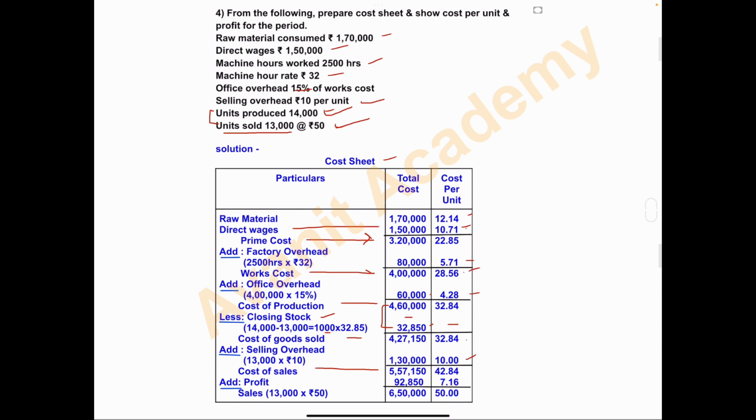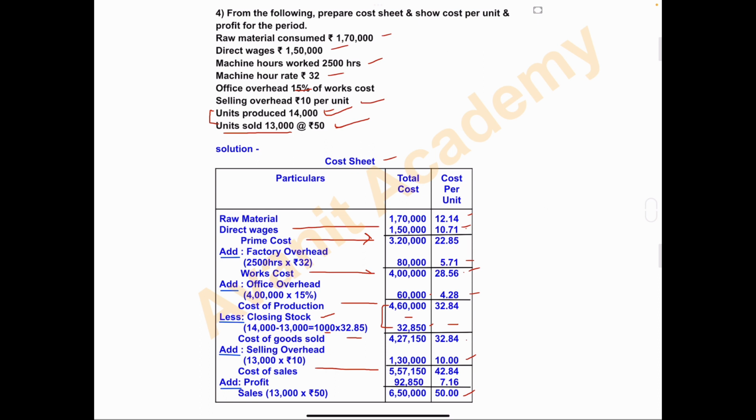Add profit. So in this problem, they have not given information related to profit, but they have mentioned the sales amount. So units sold is 13,000 at rupees 50 per unit. That means at how many rupees have they sold 1 unit? Rupees 50. So number of units sold is 13,000 and the rate per unit is 50. So right here sales. Cost per unit is 50.